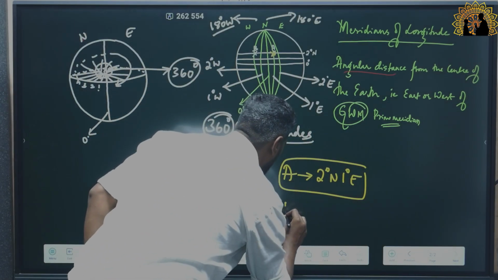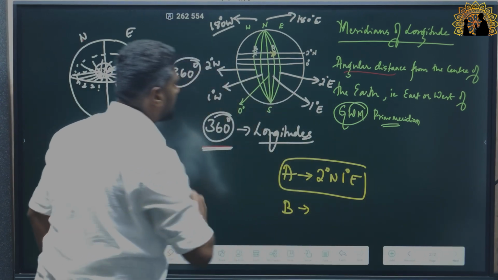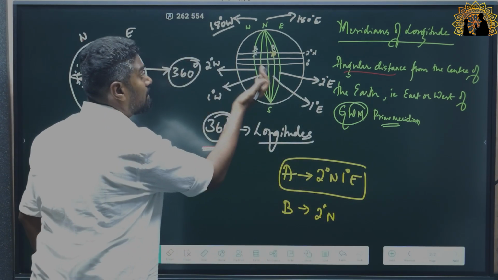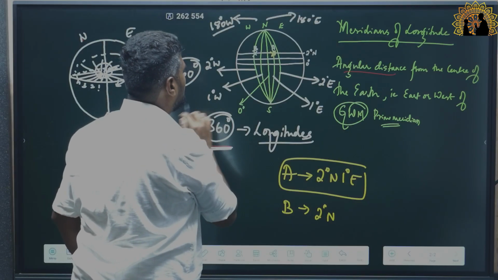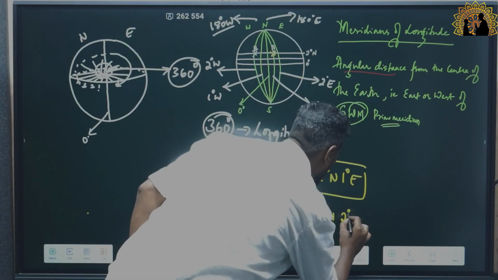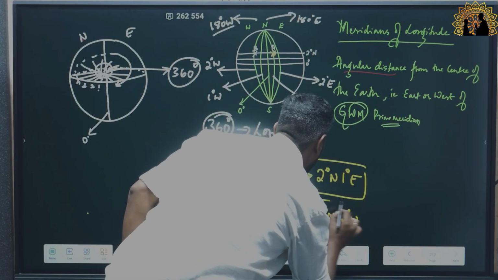Now it is easy for the location of B. Yes, same 2 degree north latitude, but it is on the western side of the Greenwich meridian, so it is 1 degree west longitude, 2 degree west longitude, so I can have here 2 degree west longitude.